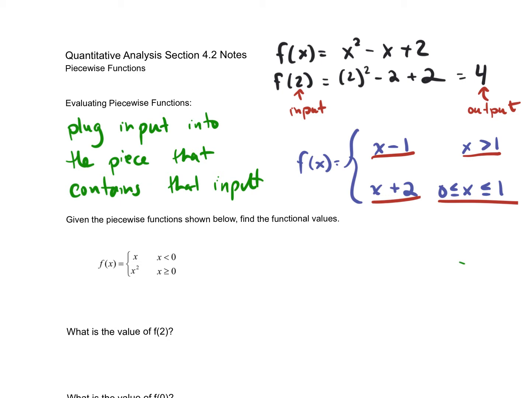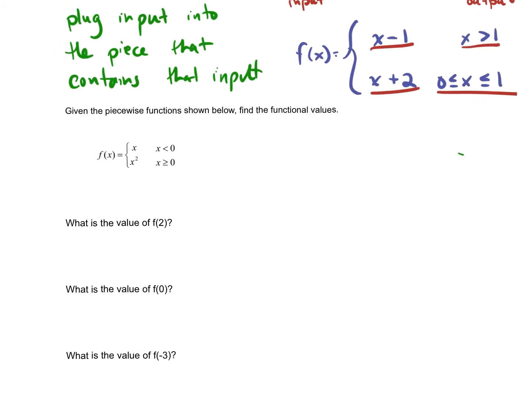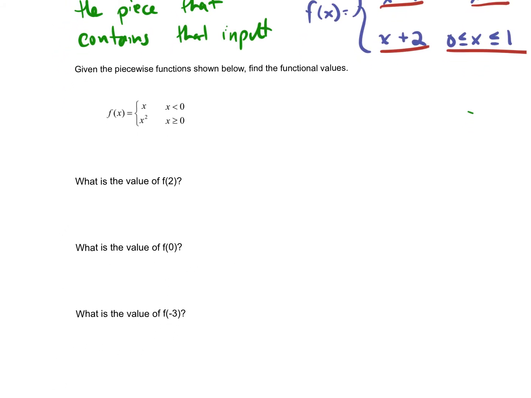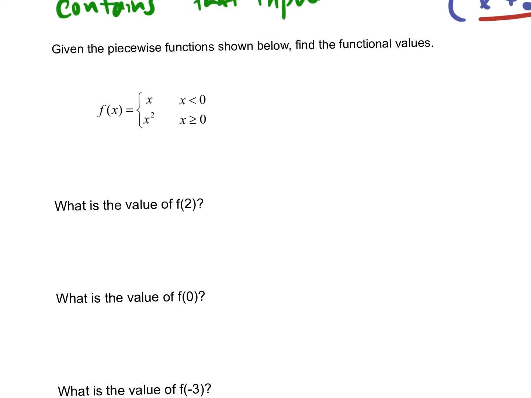So if we look at this first example, we have f of x equal to x when x is less than 0 and x squared when x is greater than or equal to 0. So we have the inputs for the first piece are when x's are less than 0, and for the second piece, we'll just call this piece 1, we'll call this piece 2. This is for inputs that are greater than or equal to 0. So your inputs are always what comes in the second column, and then you would plug them into the expressions in the first column.